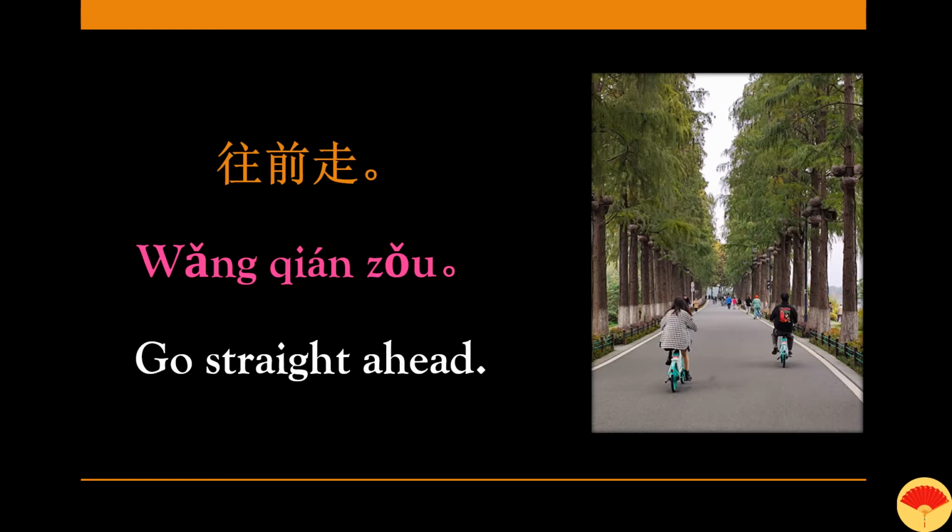And let's see another example. 往前走. 往, towards. 前, front. 走, to go. 往前走, when you're talking about the directions. 你往前走, you go straight ahead.